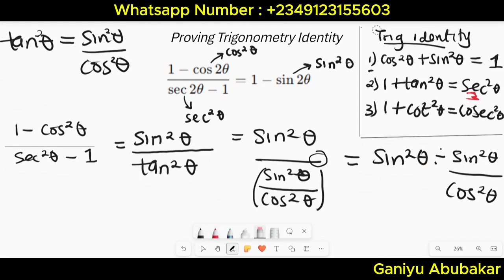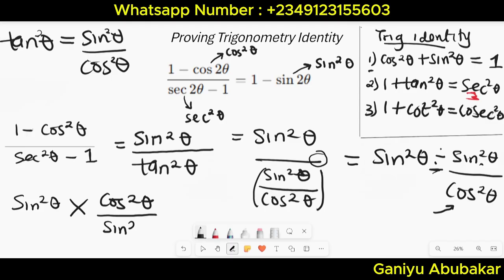It's simple. Now listen up, look up. This gives you sine squared theta times, the division changes to times. The idea is that this denominator comes up first. That gives you cos squared theta over, and this numerator follows. That gives you sine squared theta. Alright, I'm having this.